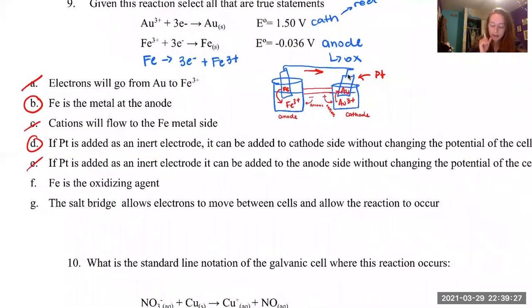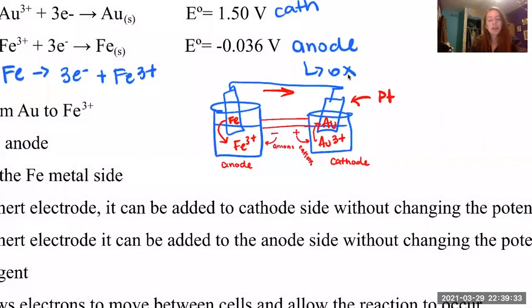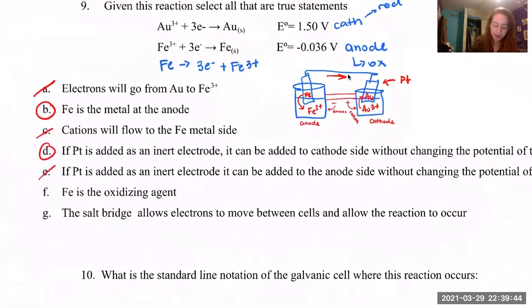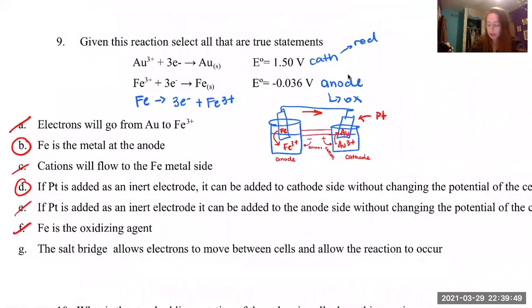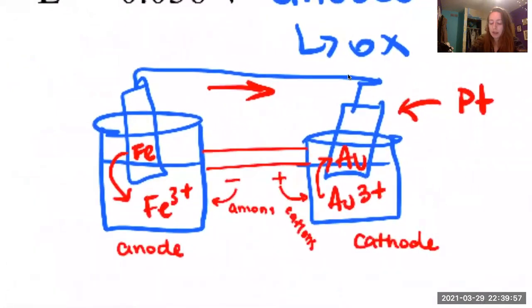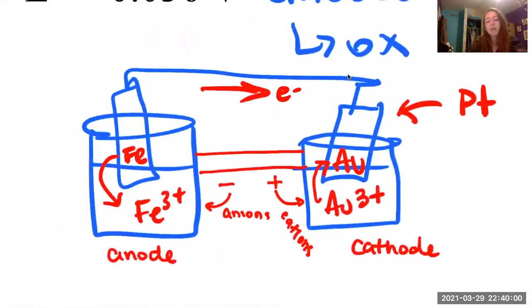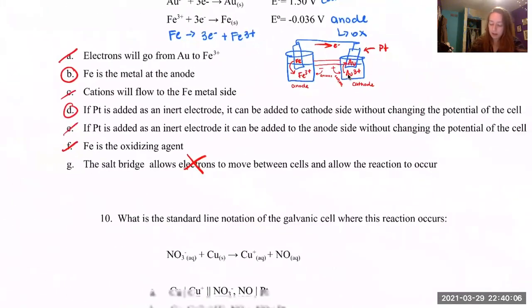And then F is saying iron is the oxidizing agent, okay? So oxidizing agent means it undergoes reduction, okay? That is not what we see here. Iron here is undergoing oxidation, therefore it is the reducing agent. Okay, so that's going to be false. Okay. G is saying the salt bridge allows electrons to, that's already wrong. The salt bridge doesn't transfer electrons anywhere. Okay, that's not what's going on there. The only thing that transfers electrons is this wire on top. The salt bridge, only anions, cations, that's it, only ions, not electrons.